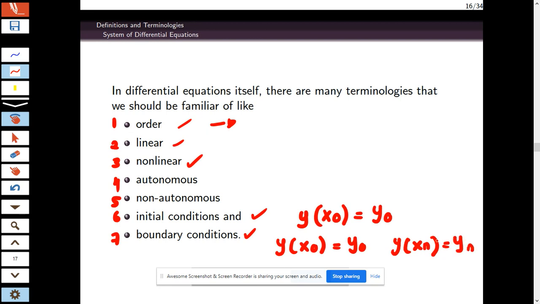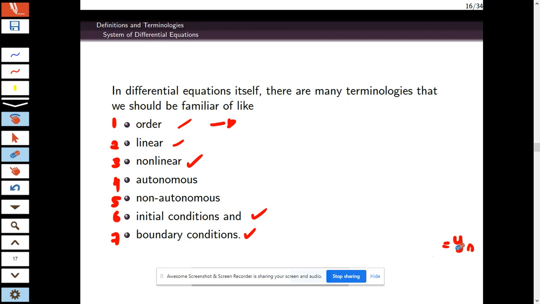There are differences here. See here, x0, yn. There are two. So if I say y(x0) = y0 and y'(x0) = yn, can that be a boundary condition, doctor? That's a very good question, Tan.